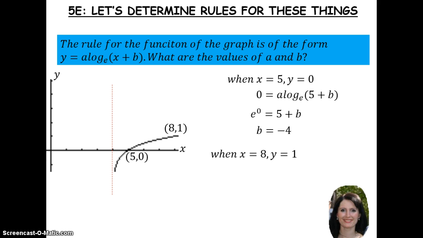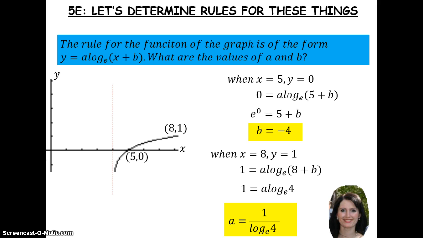The next point is when x is 8, y is 1. Then I get 1 equals a log e 8 plus b. Now remember that b is negative 4. So when I put 8 minus 4, I get 4. So 1 equals a log e 4. I want to solve for a. So I'm going to divide 1 by log e 4. That gives me a on its own.